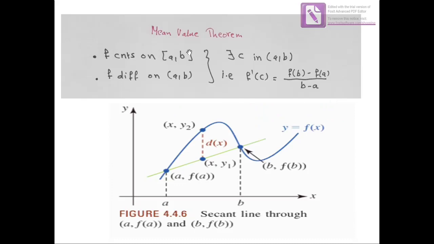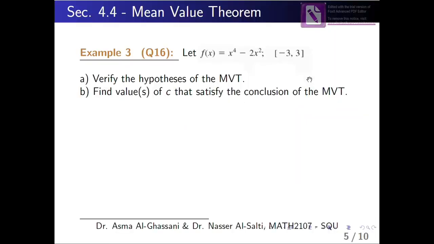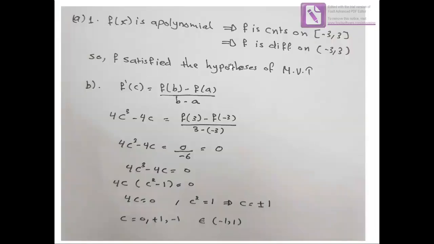The hypothesis of the mean value theorem: f should be continuous, f should be differentiable. If f is continuous and differentiable, then we conclude that f prime c is equal to the slope of the secant line. So we need to show this function is continuous and differentiable. Since this function is a polynomial, it is continuous on the interval minus 3 to 3, and also differentiable on the open interval minus 3 to 3. So f is continuous and differentiable, which means it satisfies the hypothesis of the mean value theorem.